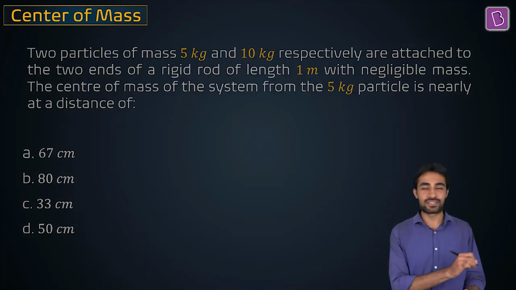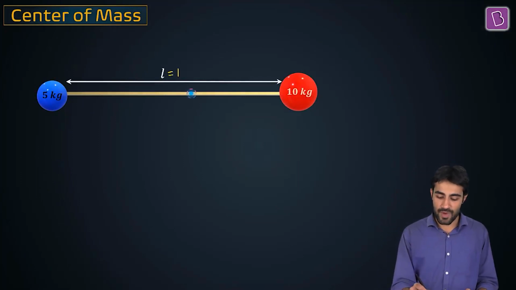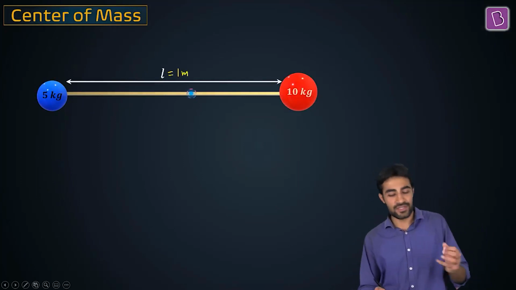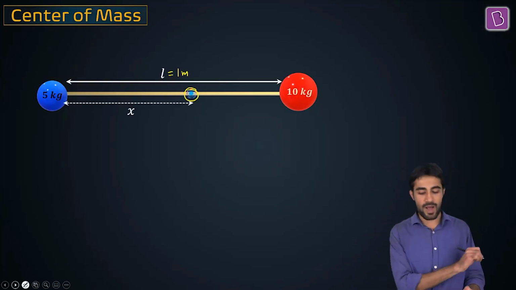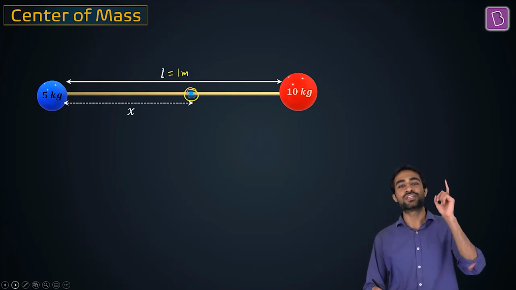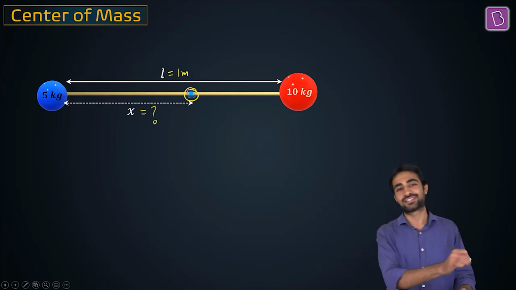So I will repeat what is the question asking us. Here we have a rod. Its length is given to be 1 meter. Now there is some center of mass of the rod, let's say over here. What is the distance of the center of mass from the 5 kg mass? This is the question. What is this value of x?